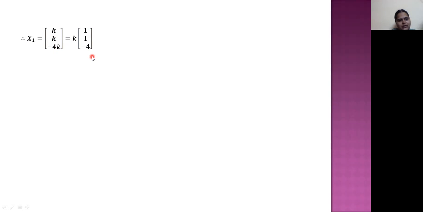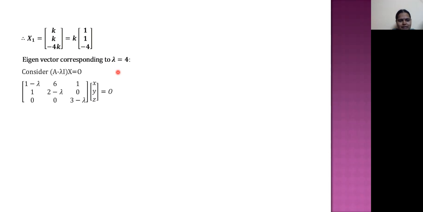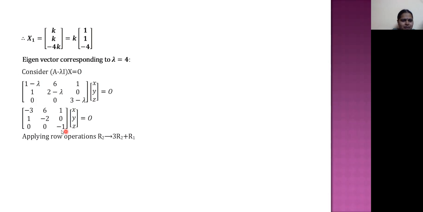So when we are using this eigenvector, we will take k equal to 1 and we will use just 1, 1, minus 4. Now we will find the eigenvector corresponding to lambda equal to 4. Again consider (A minus lambda I) x equal to 0. Write that matrix again. Then if we substitute lambda equal to 4, 1 minus 4 becomes minus 3, 2 minus 4 becomes minus 2, 3 minus 4 becomes minus 1. Remaining all are same. Now we perform row operations on R2 and make this element as 0.